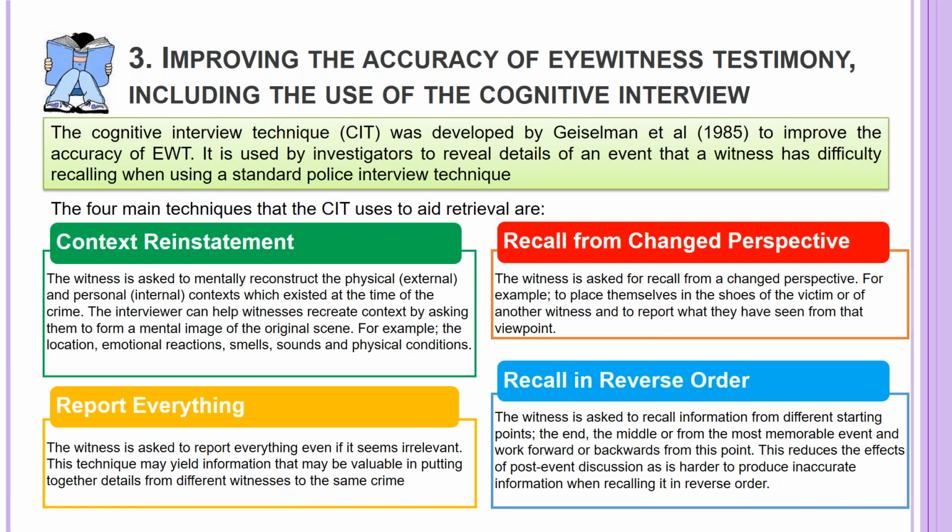Report everything. The witness is asked to report everything, even if it seems irrelevant. This technique may yield information that may be valuable in putting together details from different witnesses to the same crime. Recall from a changed perspective. The witness is asked to recall from a changed perspective. For example, to place themselves in the shoes of the victim or of another witness and to report what they have seen from that viewpoint.